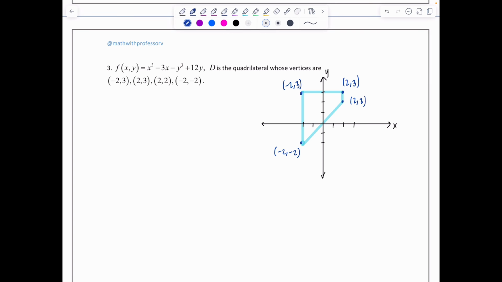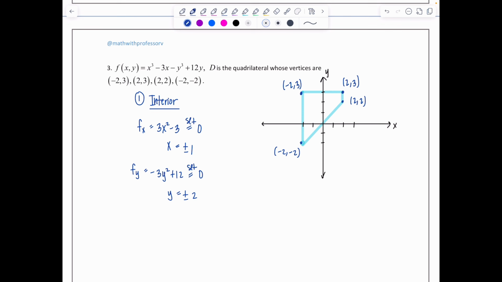Let's find critical points on the interior first. So on the interior, proceed as normal. Partial with respect to x, 3x squared minus 3. Set it equal to 0. X is plus or minus 1. Okay. Partial with respect to y, negative 3y squared plus 12. Set that equal to 0. And then you get y is plus or minus 2.